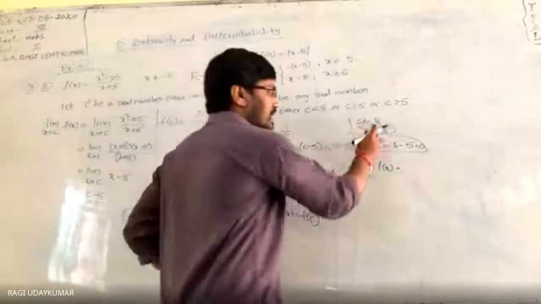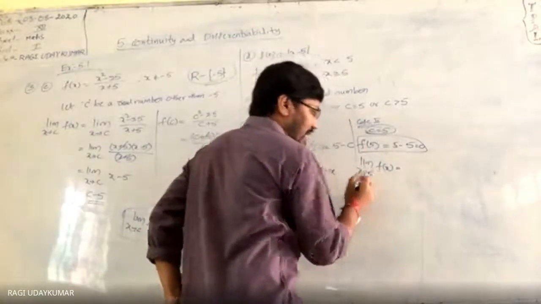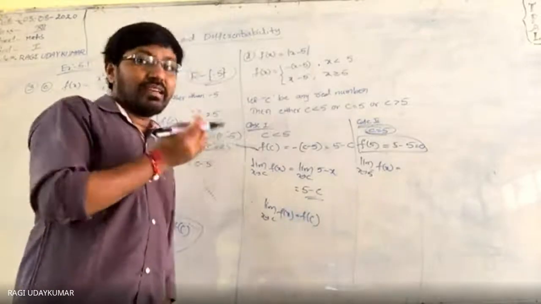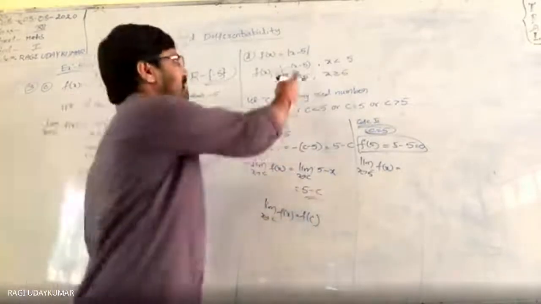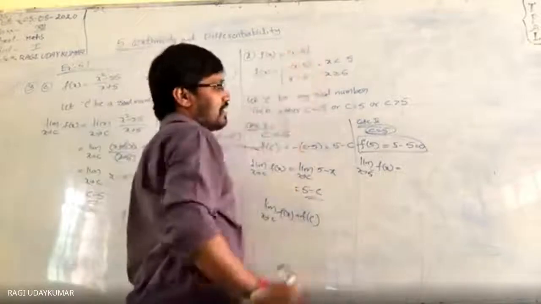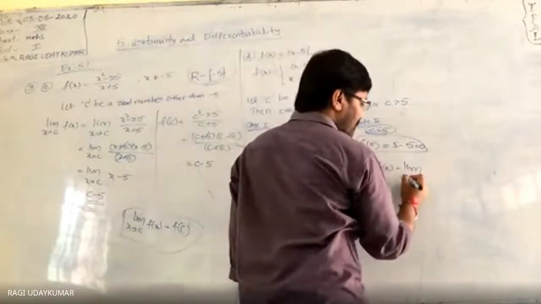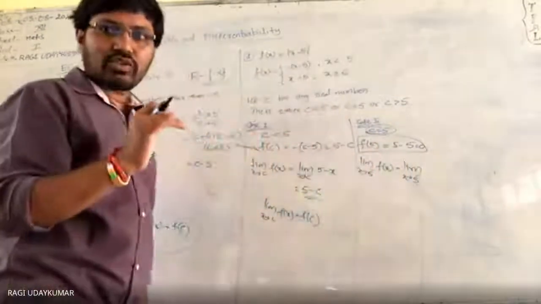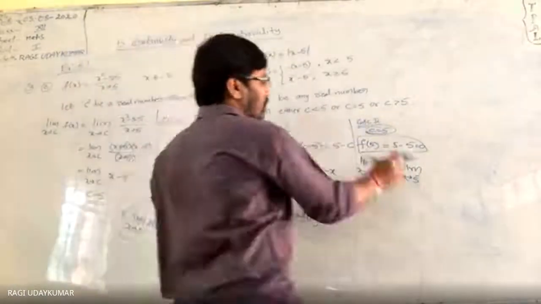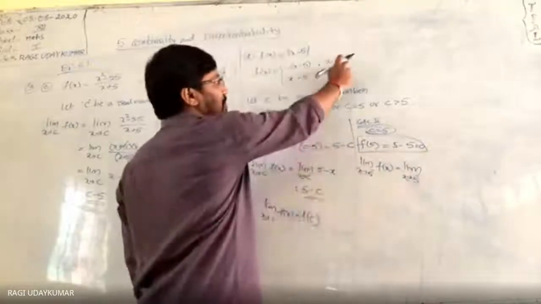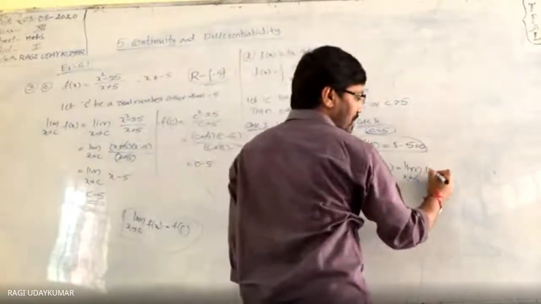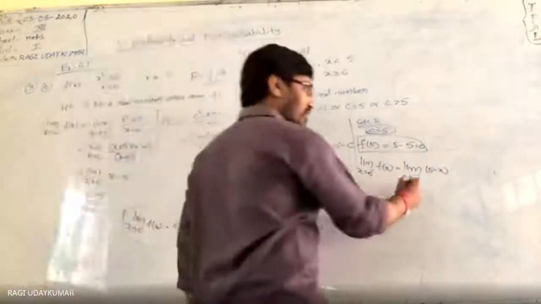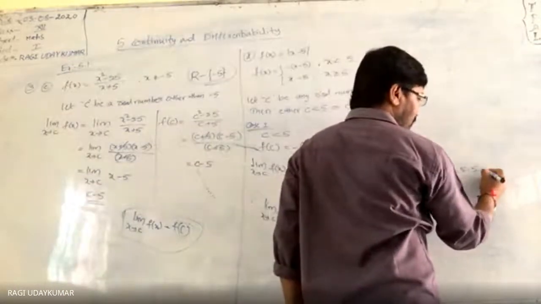So here c equal to 5 means you need to take 5 minus. 5 minus is nothing but a little bit to the left side of 5. So for the left side, this function comes. So what you need to do here is limit x tends to 5 minus. This is called the left hand limit. So x tends to 5 minus, here you get 5 minus x. Take 5 minus x and substitute 5: 5 minus 5, which is equal to 0.